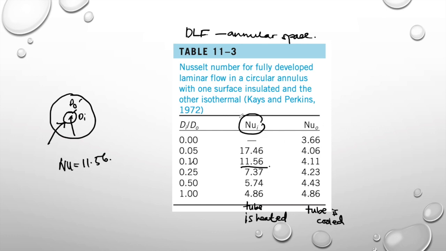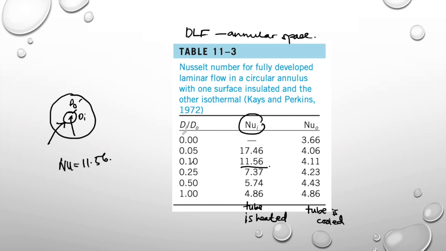Now we take a look at the Nusselt number, Nu I or Nu O. So now I already explained to you when you refer to this Nusselt number when your tube is heated. Now your tube is, yes, heated, not cooled. Inside the tube is water, and the oil transfers heat to the water. Therefore, water will be heated. The fluid inside the tube will be heated. Therefore, we will refer to the Nusselt number I.